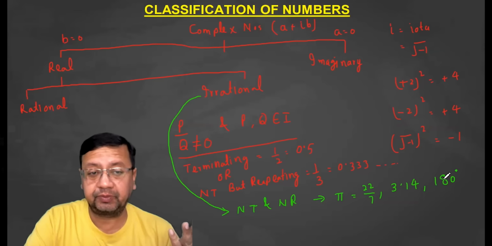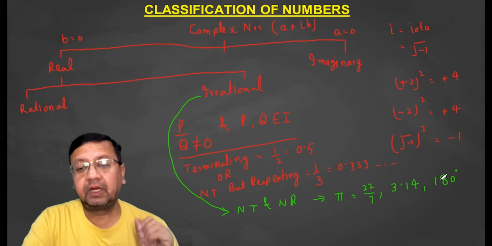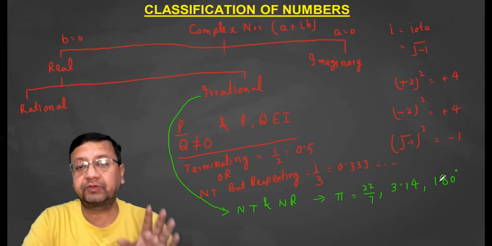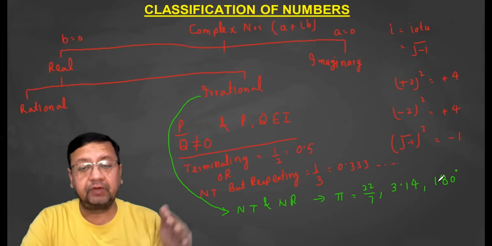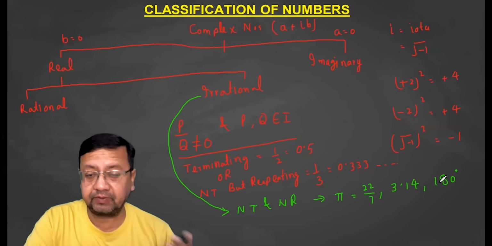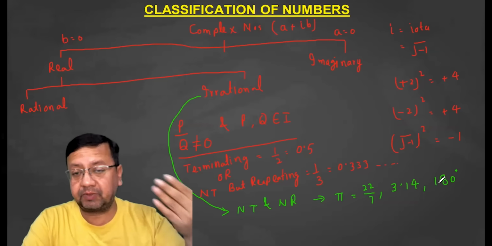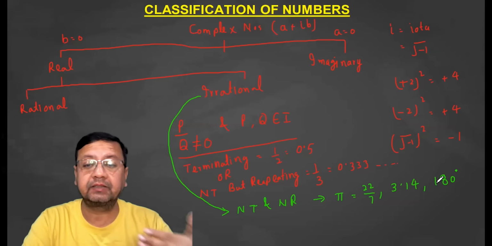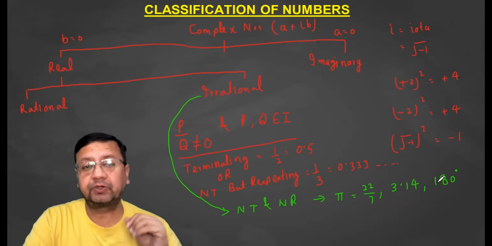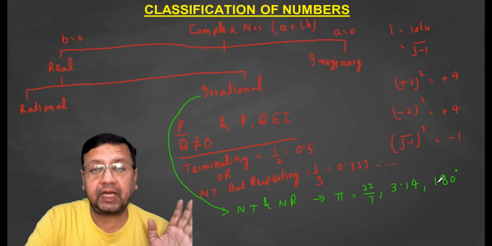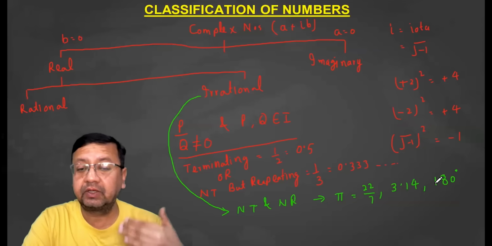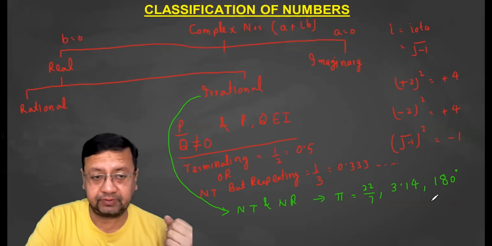So pi should be a rational number, but 22 by 7 is what? Just the approximate value of 3.14, right? When you divide 22 by 7, after a certain number of steps after the decimal, you will get some pattern, some sequence, right? So 22 by 7 is not the actual value of pi. The actual value of pi is non-terminating and non-repeating in nature, right?